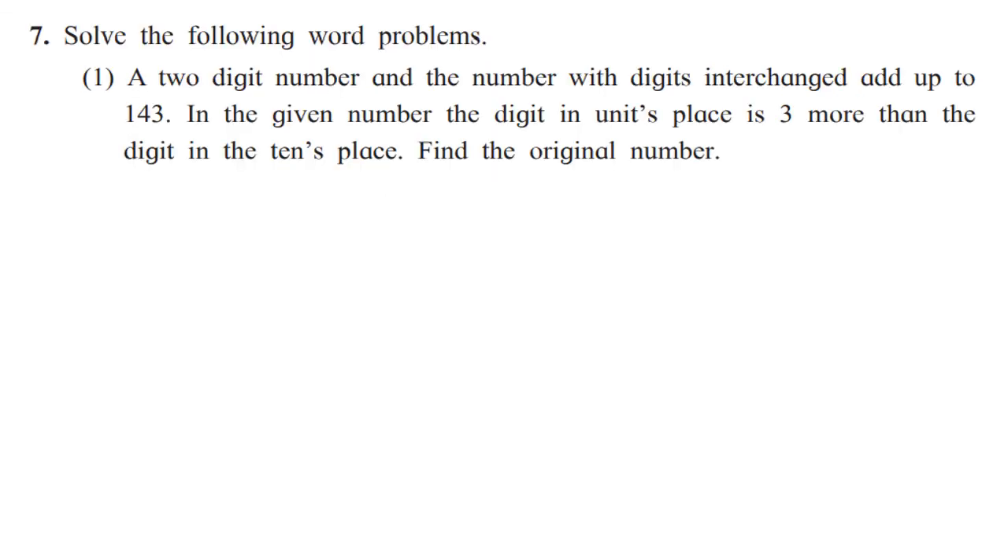The last question of the problem set, question number 7: solve the following word problems. Here this is the main question and below that we have sub questions. A 2-digit number and the number with digits interchanged add up to 143. In the given number, the digit in units place is 3 more than the digit in the tens place. Find the original number.